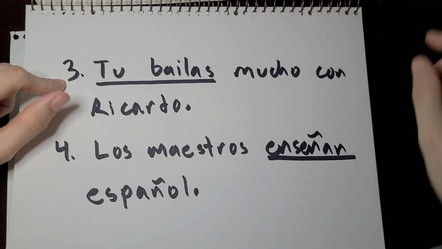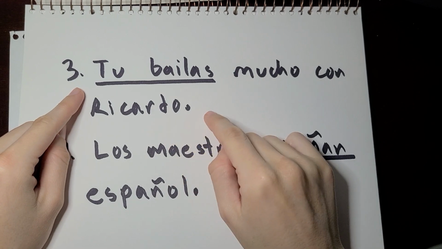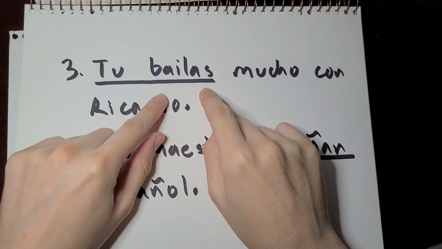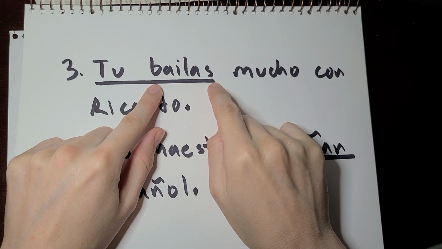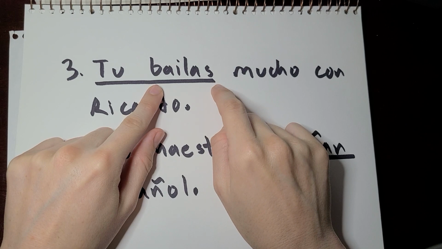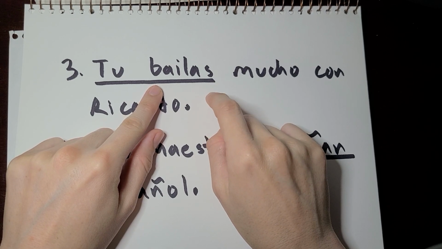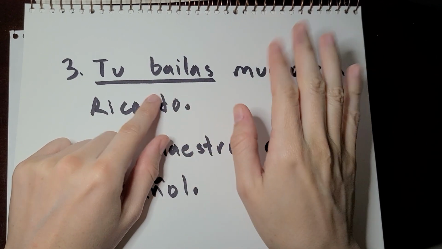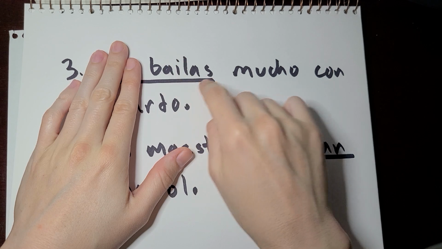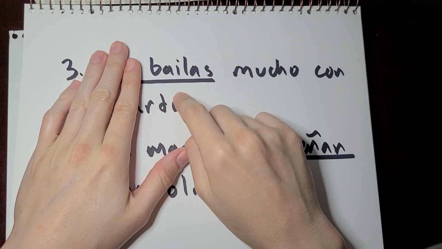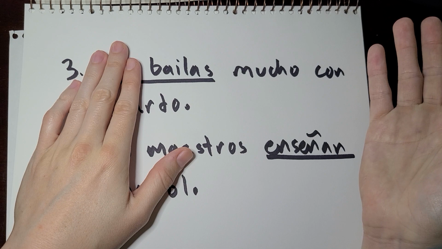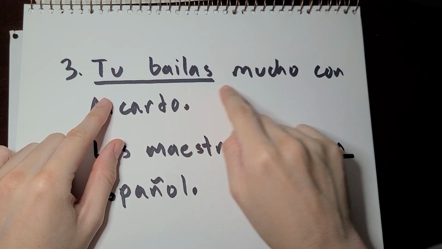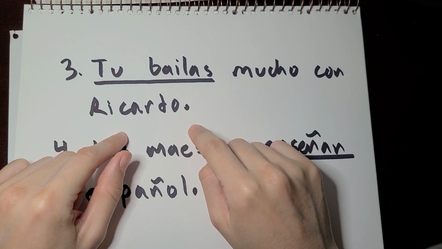We only have 4 examples, guys, don't worry. 3. Tú bailas mucho con Ricardo. Bailar means to dance. AS means it's the second person form. You are doing it. I'm talking to the person who is doing the verb. Tú bailas. You dance. Same thing as before. This already tells you what you need to know. So if you took out the tú, you could also just say bailas mucho con Ricardo. You dance a lot with Ricardo. Tú bailas mucho con Ricardo. You dance a lot with Ricardo.